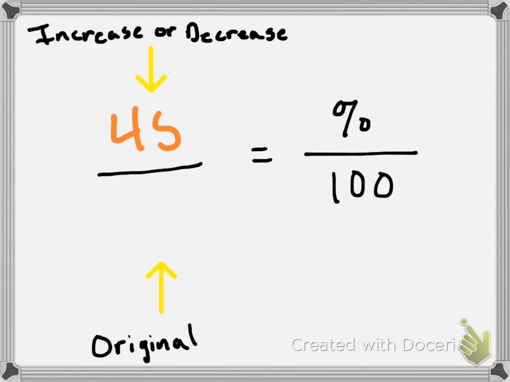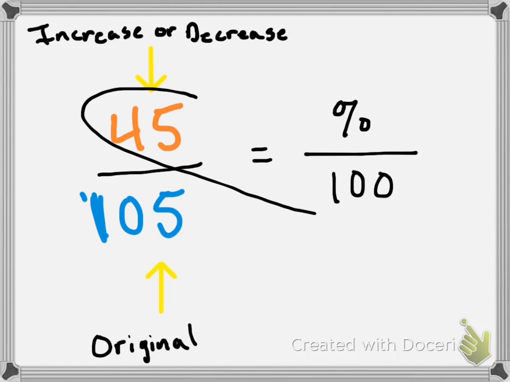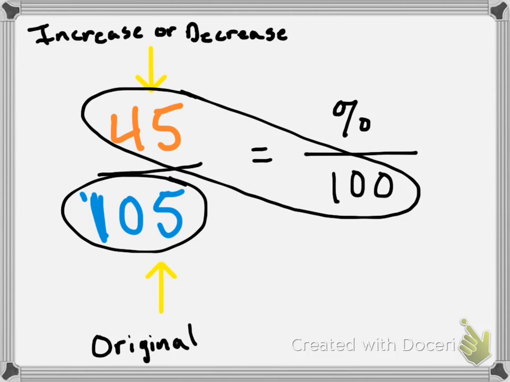So 45 was our difference, and our original was, what was it, 105? Yeah, 105. So we need to do our proportion. 45 times 100 divided by 105, and that will get us 42.85, and I like to round to there. That is the tenths place.